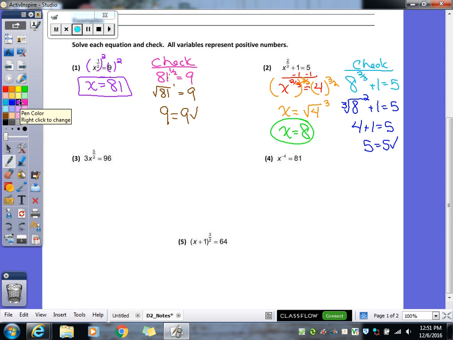Now, on number 3, a lot of people make a mistake because they think it is isolated since it's 3x to the 5/2, but only the x is to the 5/2, not the 3. So you have to divide by that 3 first.